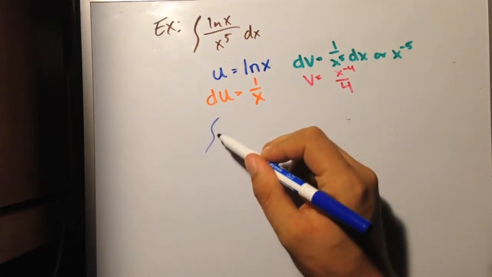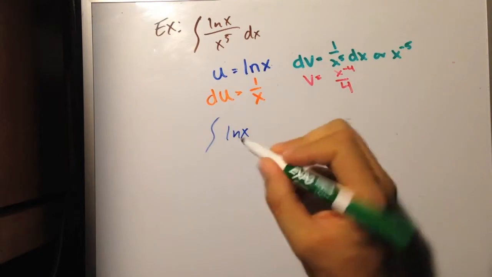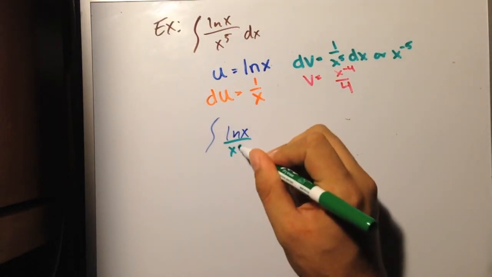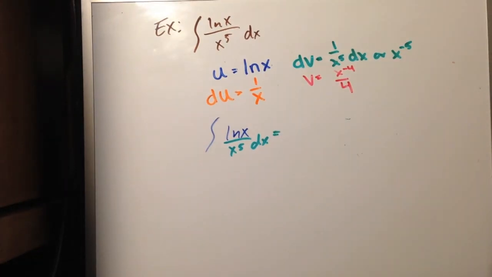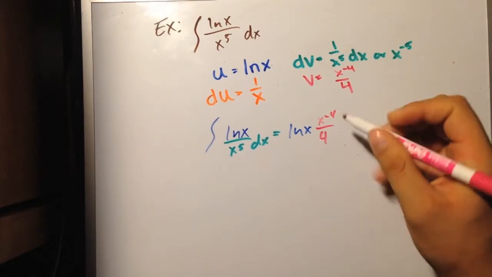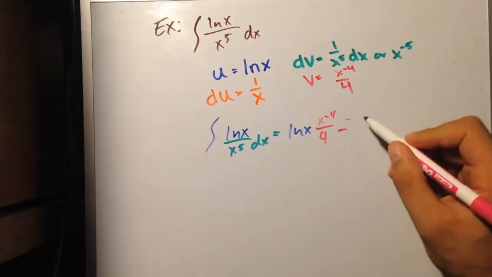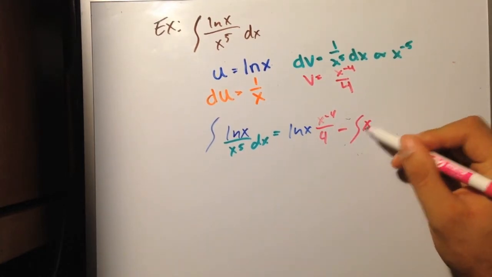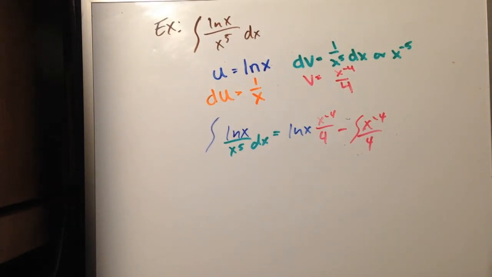So the integral of u dv equals u v minus the integral of v du.